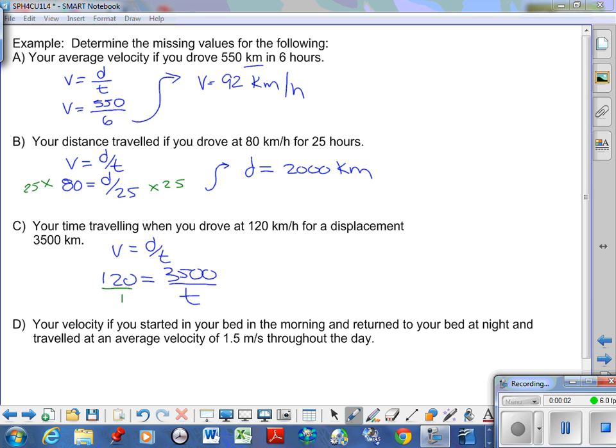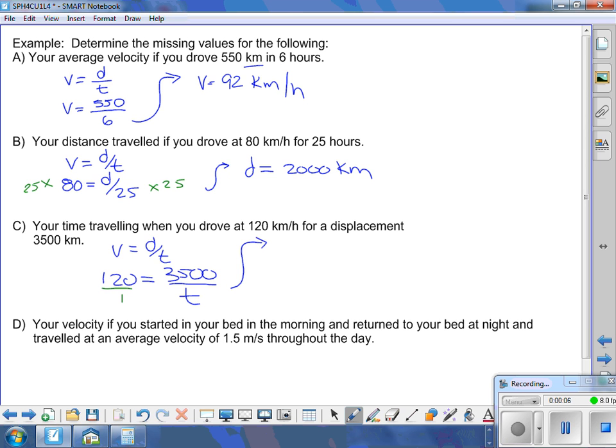All right, just finishing this up then. To solve for an unknown, remember we talked about it when we did the trig, you need to have the variable on top. We need to flip it. So 1 over 120 equals t over 3500. Once you do that, you can then multiply both sides by 3500.